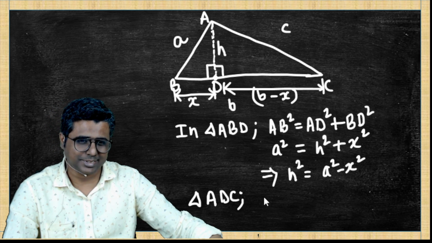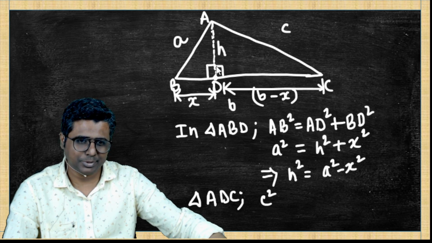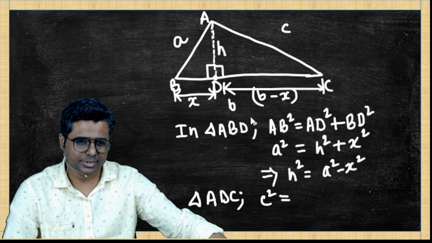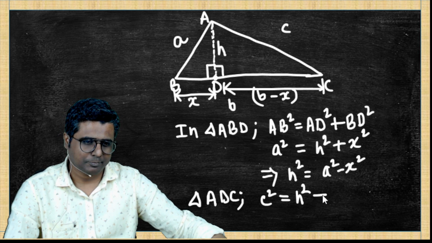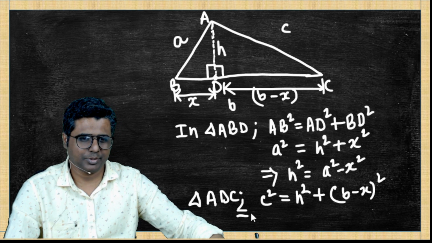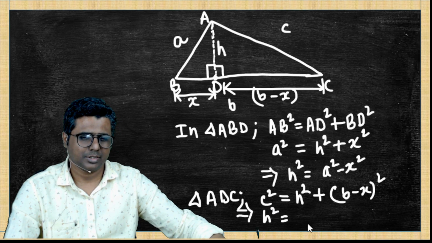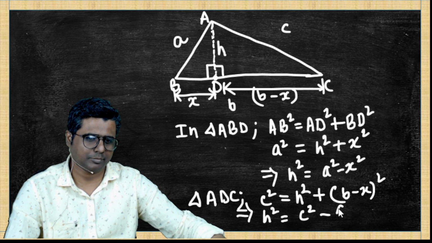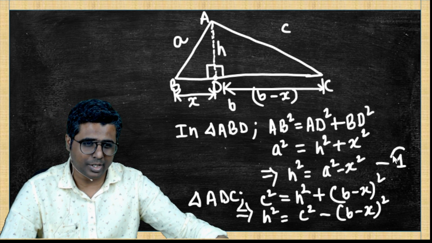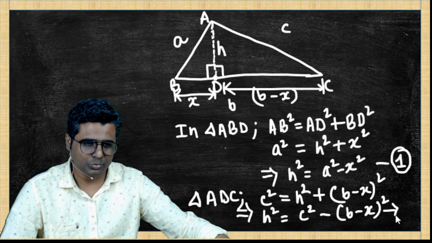In triangle ADC also I can do the same thing. See, here the hypotenuse is c. ADC means this triangle. Here the hypotenuse is c. So c square is equal to h square plus DC square, right? So that is b minus x whole square. So from here I can find h square is equal to c square minus (b minus x) whole square. Clear? So here I am getting two equations. This is equation number 1. This is equation number 2.